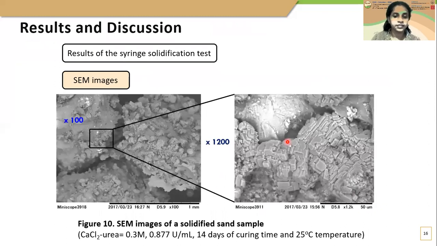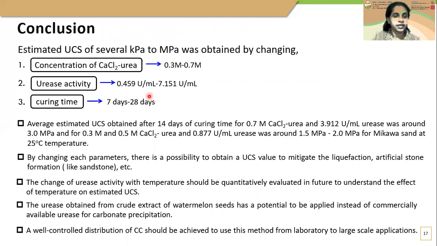We proved that the precipitate was calcium carbonate by using SEM images. Then we will move to the conclusion part. We obtained estimated UCS of several kilopascals to megapascals by changing calcium chloride urea concentration, urease activity, and curing time. We obtained an estimated UCS after 14 days of curing time for 0.7 molar calcium chloride urea and 3.912 urease activity of around 3 megapascals. This is the maximum value we obtained from this study.